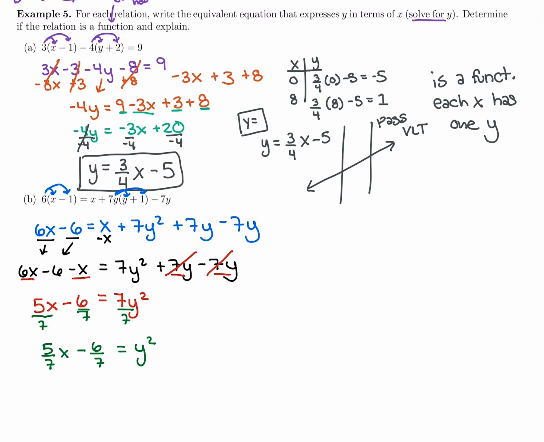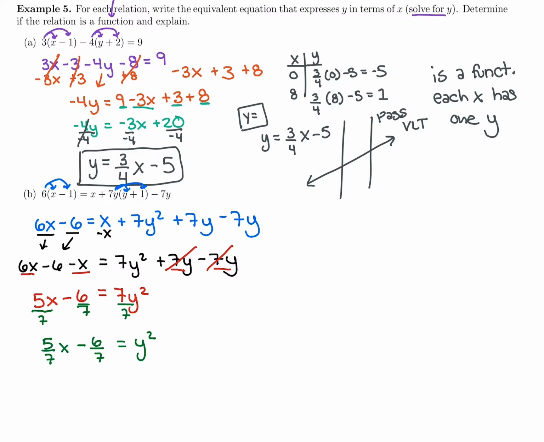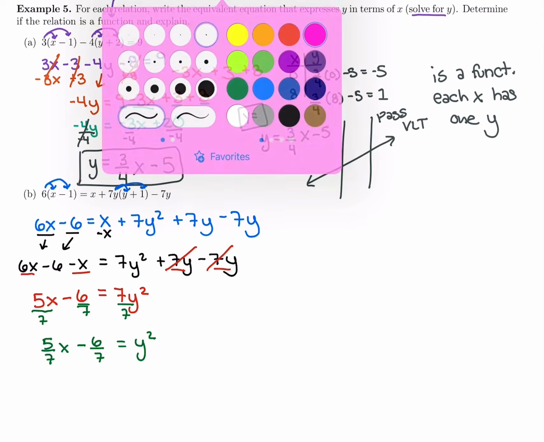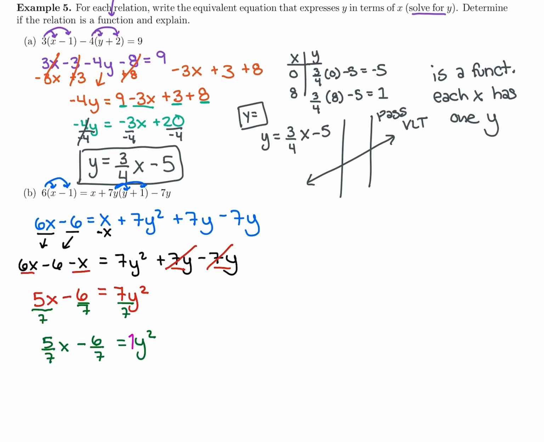I'm so close to having y by itself, but still not quite. I need to get rid of that squared. So I'm going to take the square root of both sides. And when you do that, you always do plus or minus the square root. So I end up with y equals plus or minus the square root of 5/7 x minus 6/7.